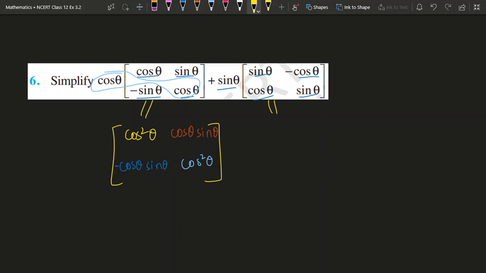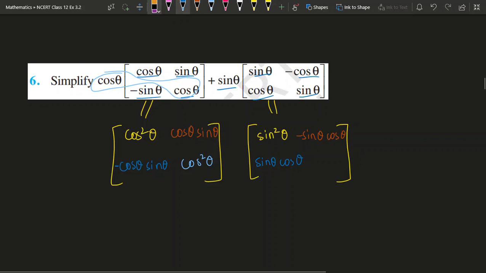Let's solve the second part. So sine times sine gives you sine squared. Then you doing sine theta times negative of cos theta, you get negative sine theta cos theta. Then you have sine theta and cos theta being multiplied, sine theta cos theta, and then at last you have sine theta multiplying with sine theta, so it gives you sine squared theta.